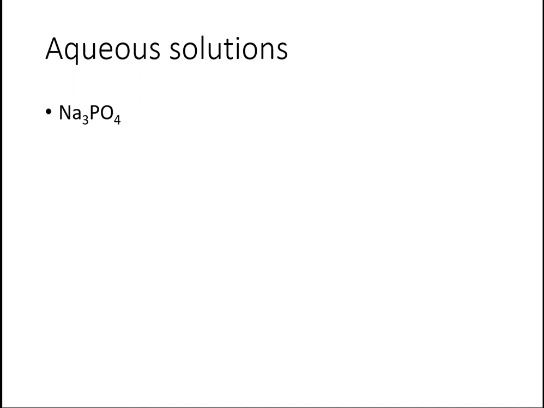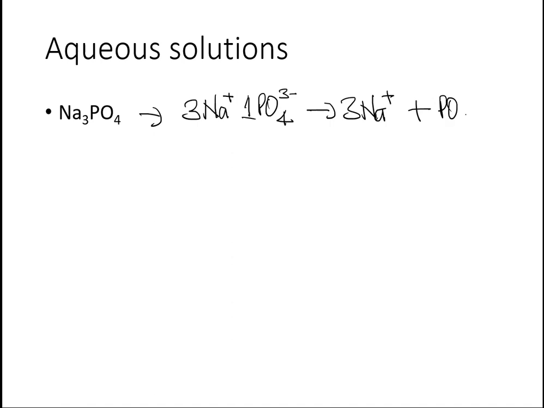So I'm saying if you start from here, in between here you have 3 Na plus and 1 PO4 3 minus. That's what you have, which becomes 3 Na plus PO4 3 minus. So we don't put 1 in front of the coefficient. We don't put 1 in front of an equation.